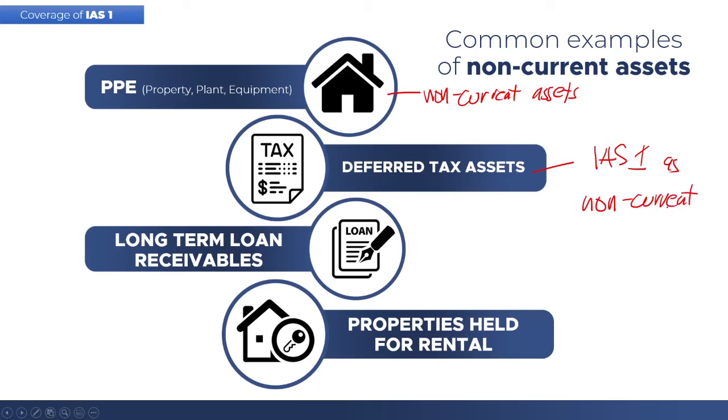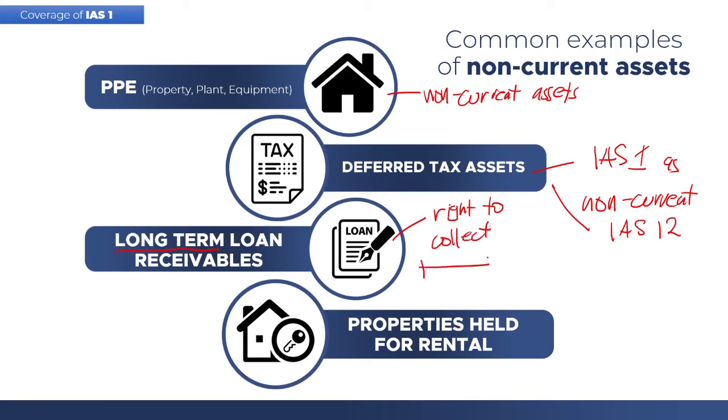They will never be a current asset. This is covered by IAS 12 on income taxes. Long-term loans receivables, as even stated in the name, it's long-term. These are actually still right to collect. But the right to collect extends for more than 1 year.